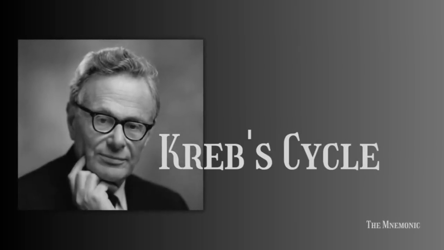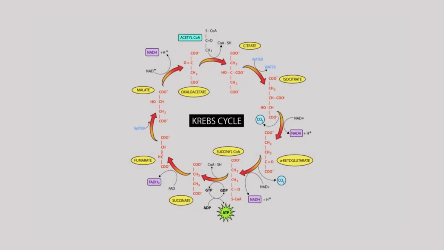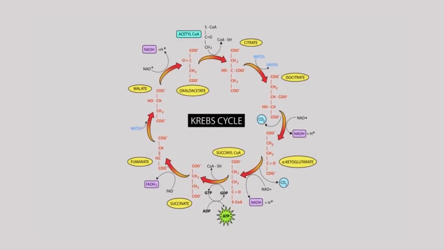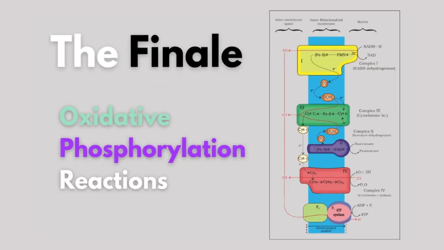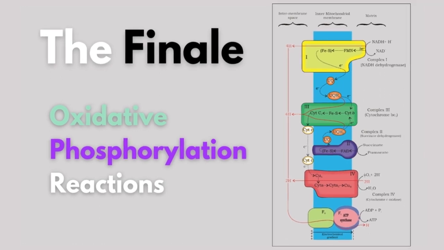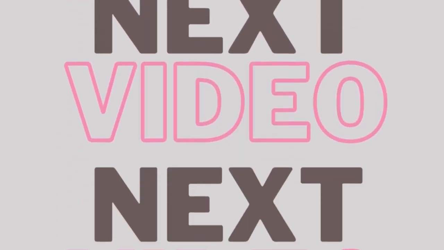This is the overview of the Krebs cycle. Now, the overview of cellular respiration is a matter of talk. What is now left? For that, we must walk through the final frame of the picture, named oxidative phosphorylation. And that is a topic, a concept for another video.